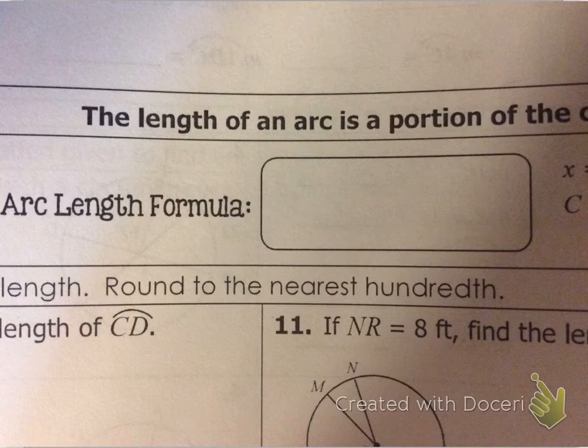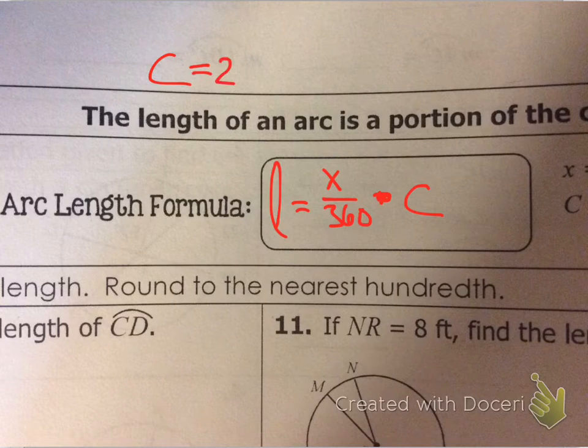All right, so now we get to the arc length formula, where length is equal to x over 360 times the circumference. Okay, now again, x will be the degree measure, and that's on your paper, and circumference is going to be the circumference of a circle. So again, for circumference, you can use 2 pi r, or you can use pi times diameter. Okay, whichever one works.